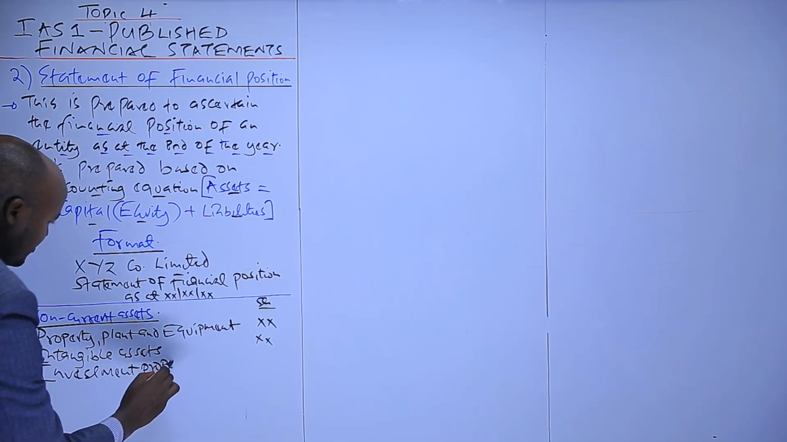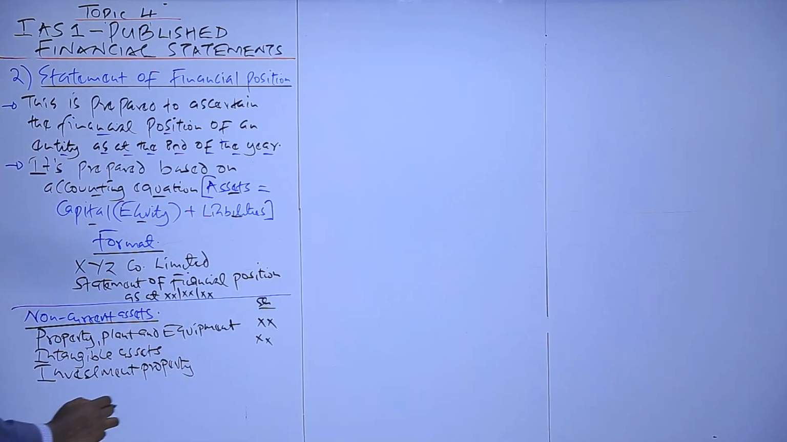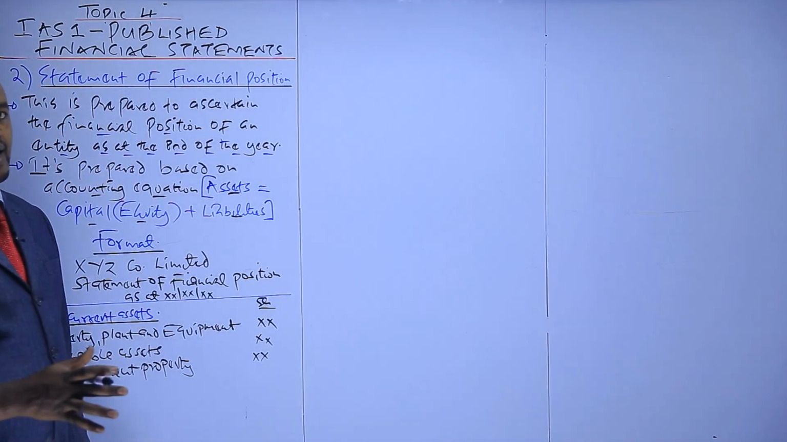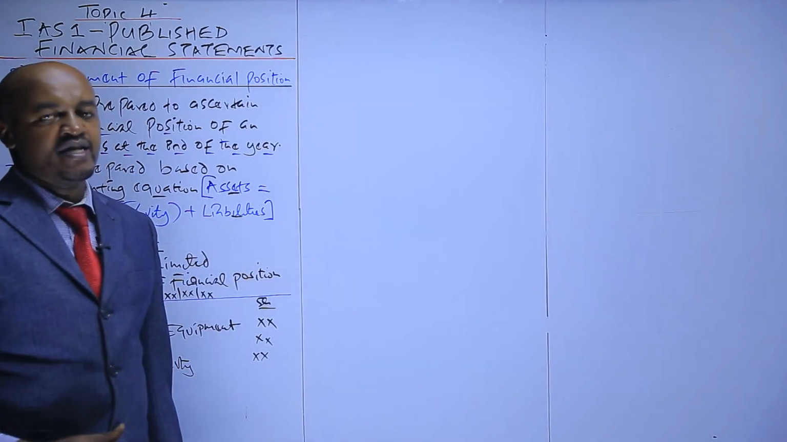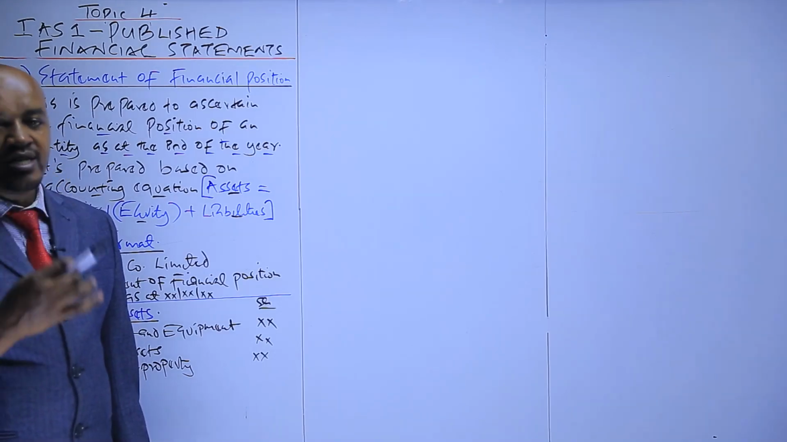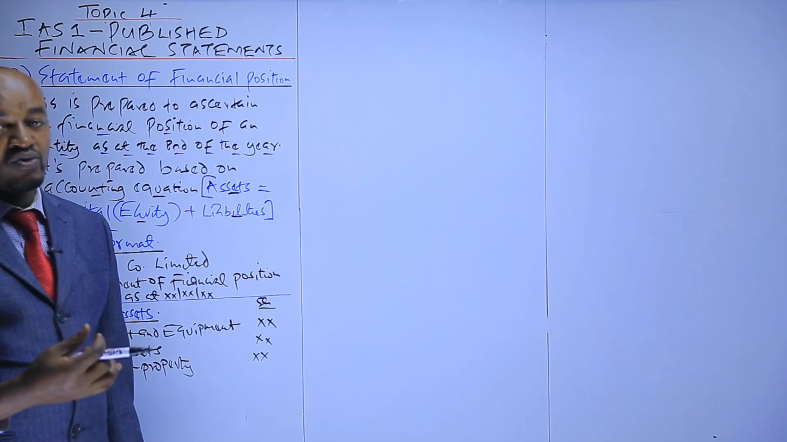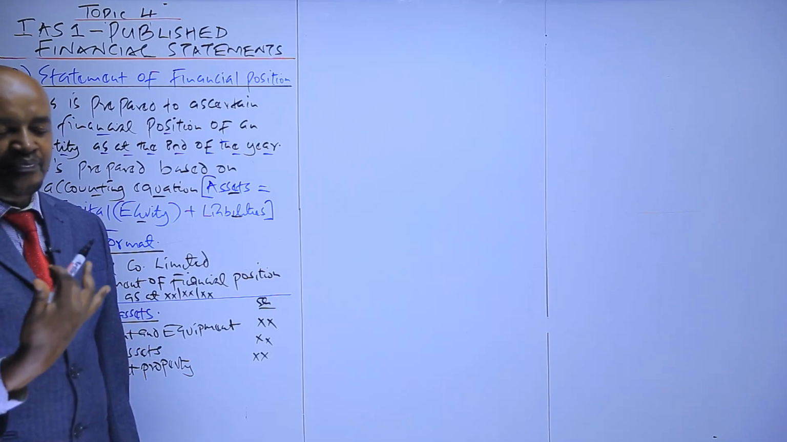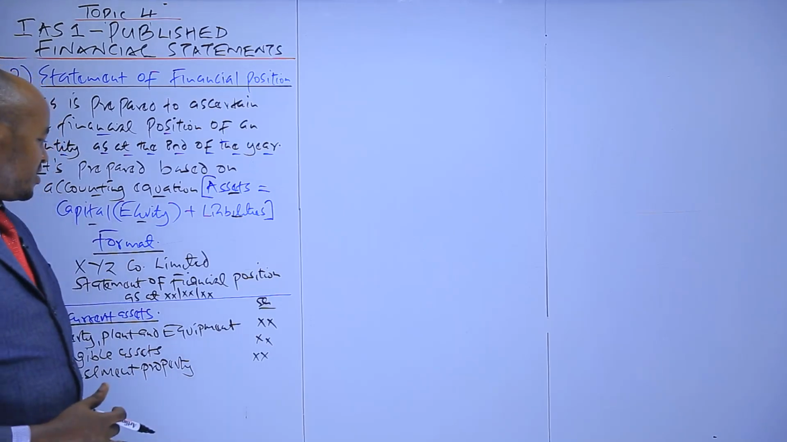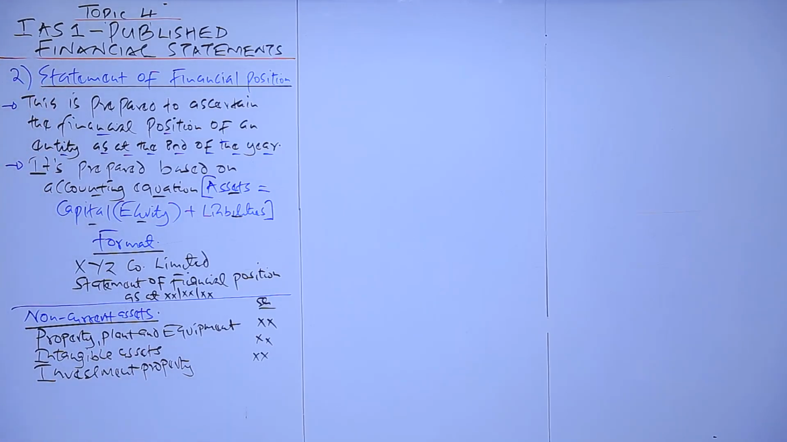We also have the investment property. Investment property includes any land which is acquired by the company to appreciate, so the company sells it in future, or any building which is constructed by the company to lease it out, earning what? Some rental income. So that is an investment property. And then we also have investments.